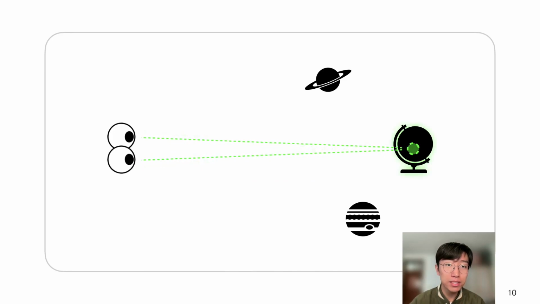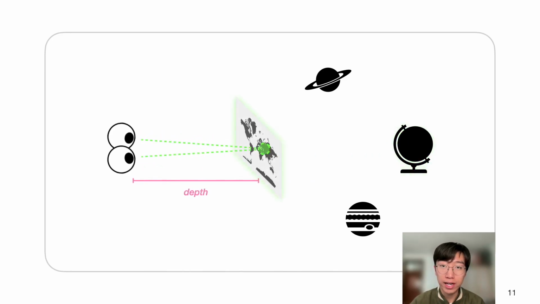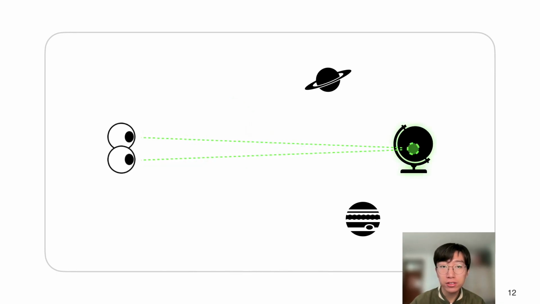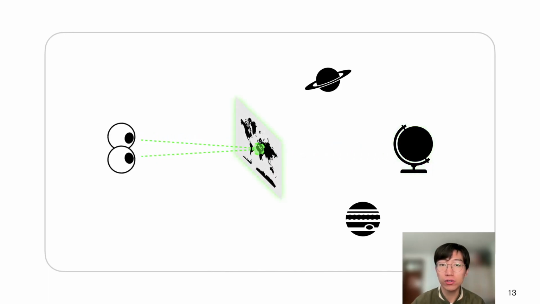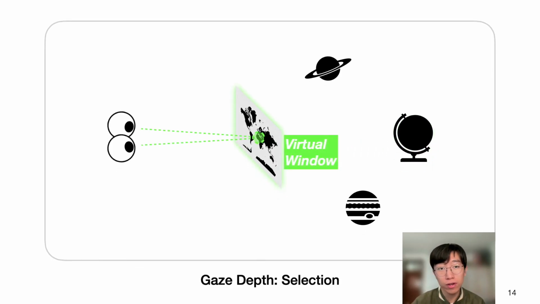So now let's place a virtual window into the VR world and add information on it. When you look at an object, for example a globe, the window will not be shown. But when you change your visual depth to where the window is located, the virtual window will appear, and we can see a map on it. In this process, we change the gaze depth to select, which is natural and intuitive.